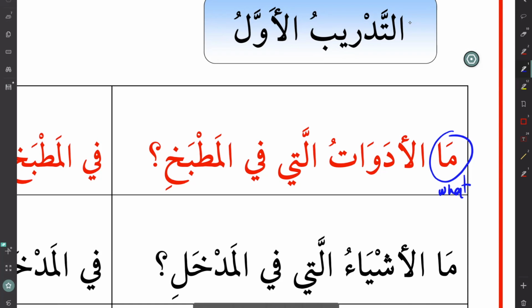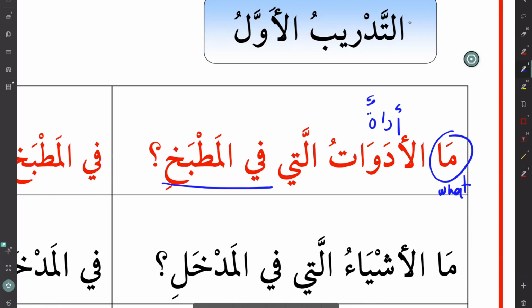أدوات, remember we mentioned that it is a plural for أداة, which we said can mean tools, appliances, devices. It means many things based on the context, right? So here the context is fil matbahi, in the kitchen. Okay, so in this situation it can mean appliances.